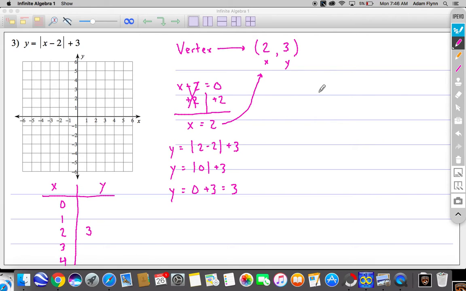Okay, so I'll plug in 0 first. So we've got y equals the absolute value of 0 minus 2 plus 3. 0 minus 2 is negative 2. So we've got the absolute value of negative 2 plus 3.